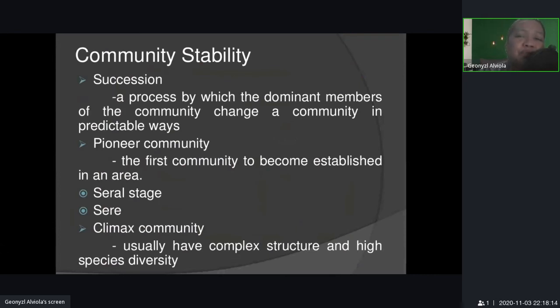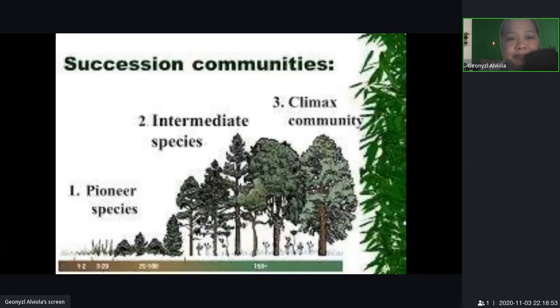Then the first group of organisms that occupies the area is called the pioneer community. These are the first community to become established in the area. So we have the serial stages, the series, and the climax community. Now, the climax community replaces the pioneering species and is replaced by large species like trees. Some animals already enter and live in that habitat. So that is a climax community.